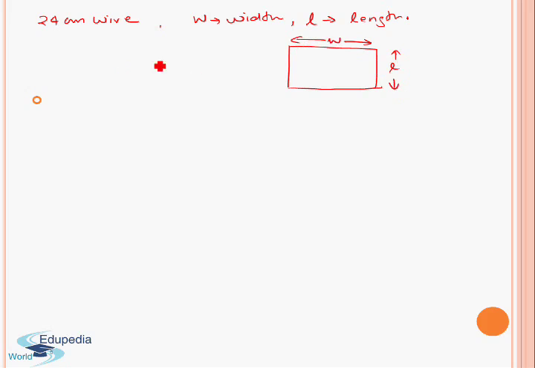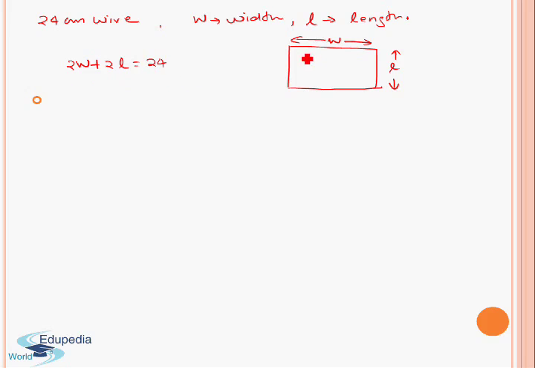Okay, so what will be the perimeter of this rectangle? Perimeter is the sum of the sides of this rectangle. So perimeter equals 2 into W plus 2 into L. That will be equal to 24 centimeter, because we are forming this rectangle using a 24 centimeter wire. So the maximum perimeter it can have will be 24 centimeter.